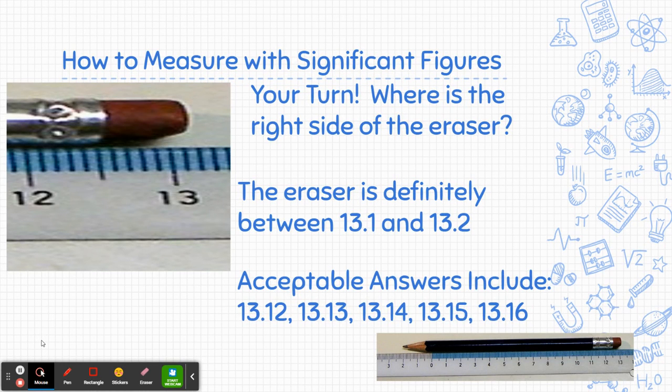On the right-hand side of this pencil, we've got the eraser part. I would say it's definitely between 13.1 and 13.2. And then you have to guess how far you think it actually goes. So any of these answers are acceptable. It could be 13.12, 13.13, 13.14, 13.15, 13.16. It depends on how you look at it, what you think it is. Some students might agree if you look really closely, but you could still be off by a little bit.